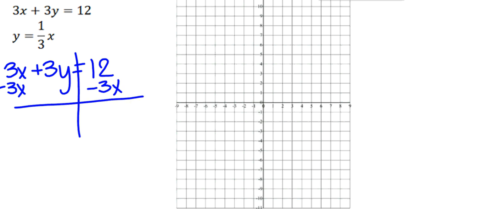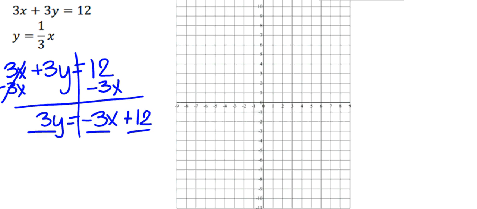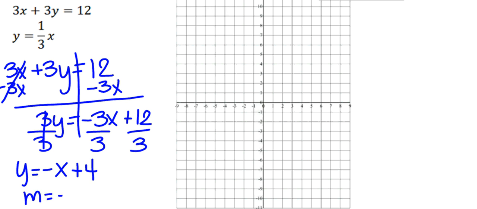Remember, I can't combine 12 and negative 3x because they're not like terms. 3x minus 3x is 0. 3y equals negative 3x plus 12. And I have to divide every single thing by 3. So y equals negative x plus 4. So for this equation, my slope is negative 1 and my y-intercept is 4.